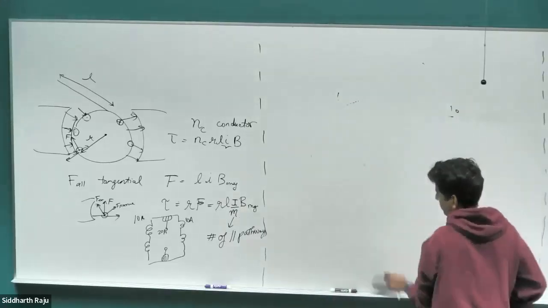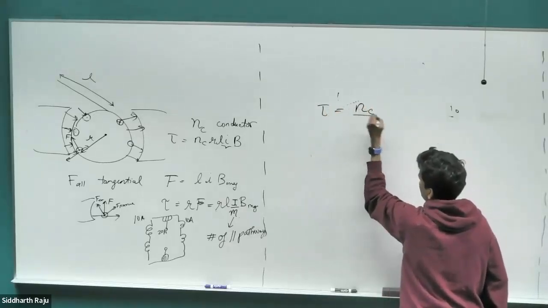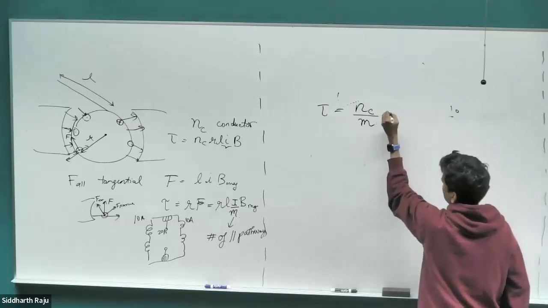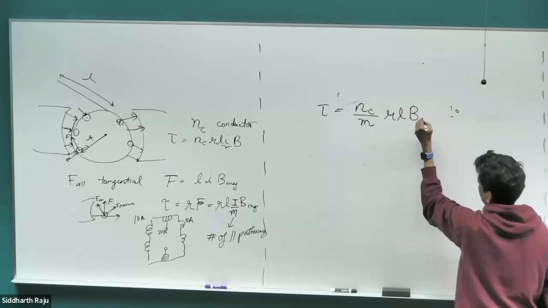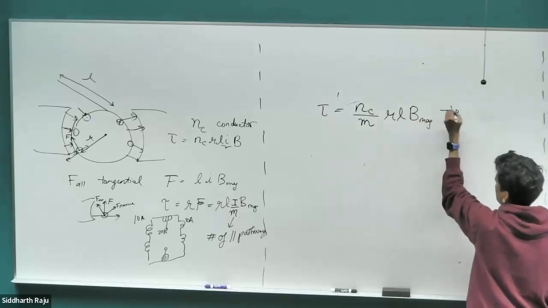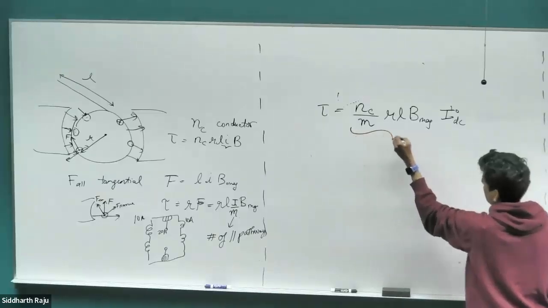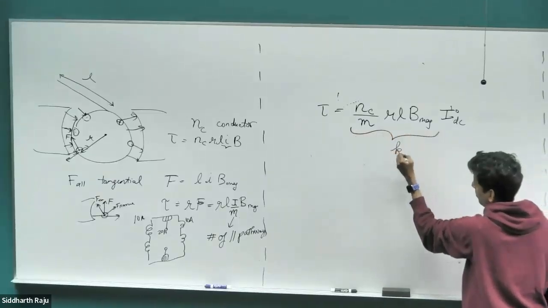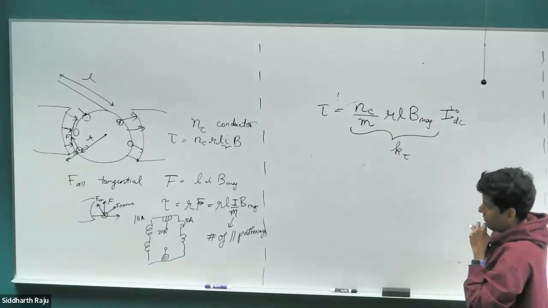Okay, so our expression for the torque ended up being NC by M, total torque R times L times P of the magnet times the current coming from the external side. So this whole term is a constant, which we are going to call KT, the torque constant. Now let's quickly look at what the EMF is going to be.